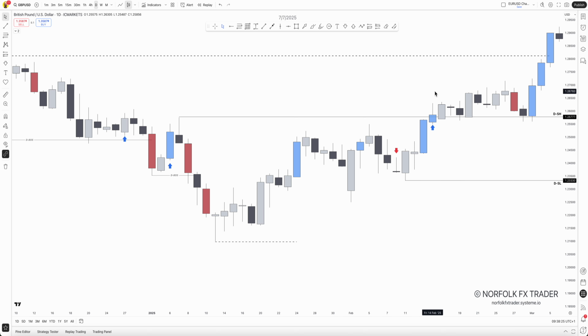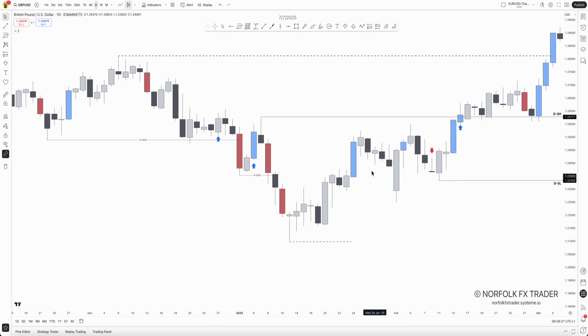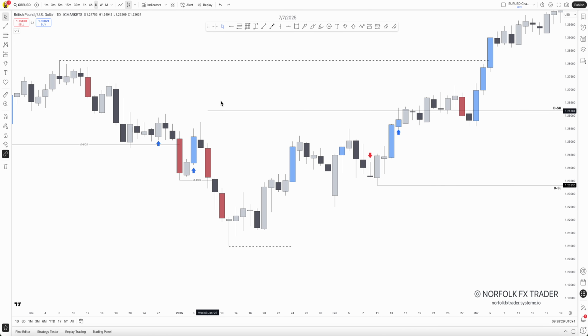Our structure is now bullish. And again, you can see how we've now already shifted bullish at this point. And we wouldn't have been looking at this based on our old structure.